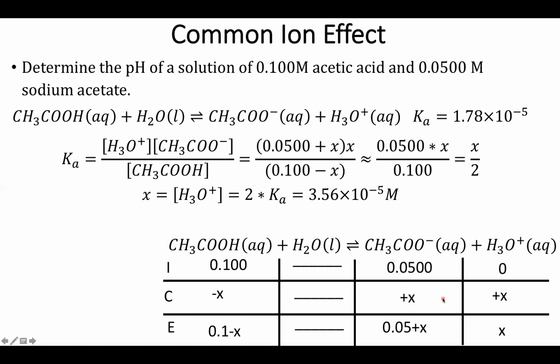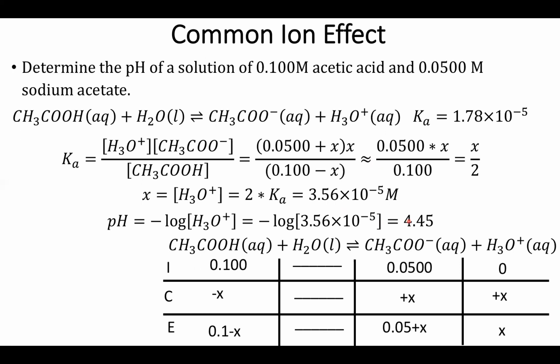So now if I want to solve for my hydronium concentration, this is going to be the same as X. So this means that X is going to be twice my dissociation constant. So I'm going to have a hydronium concentration of about 4 times 10 to the negative fifth. We can then turn this into pH by taking the negative log. And suddenly we have a system with a pH of about 4.45. So this system is actually going to be fairly acidic.